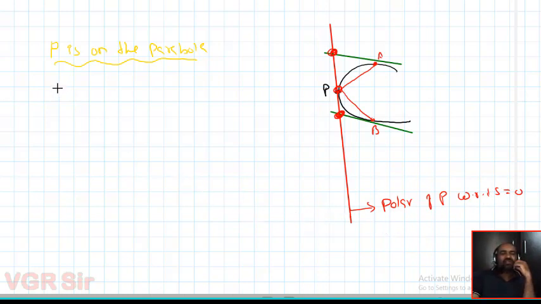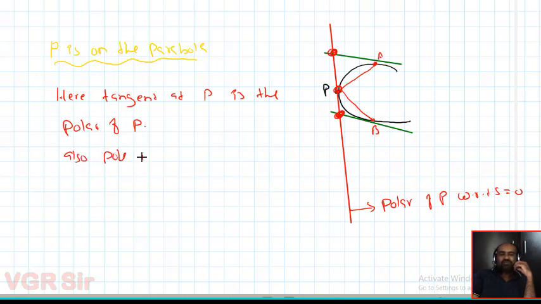Here the tangent at P is the polar of P. Also the pole is on the polar. Okay students, now I will take this as case 2. Case 3: P is interior of the parabola.